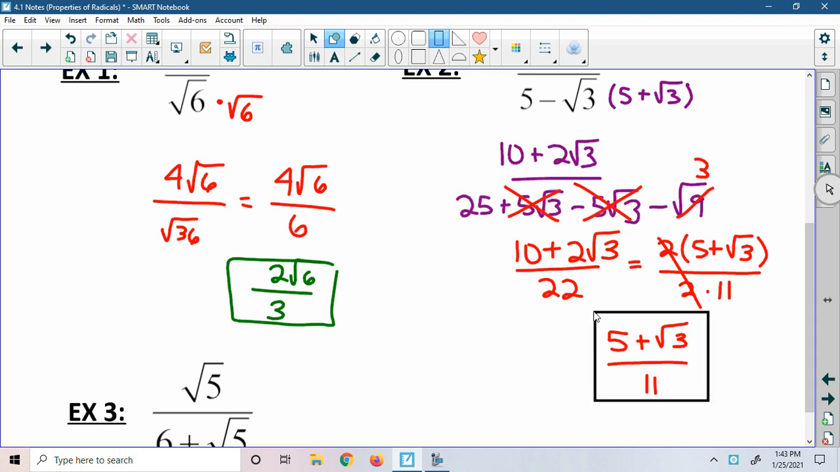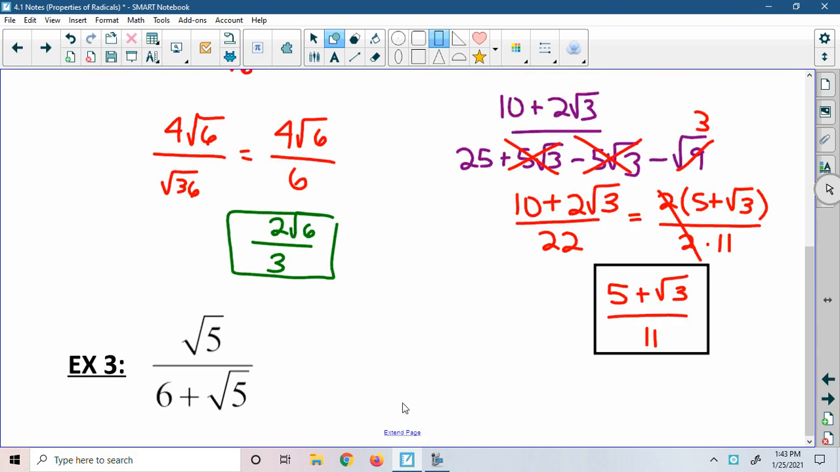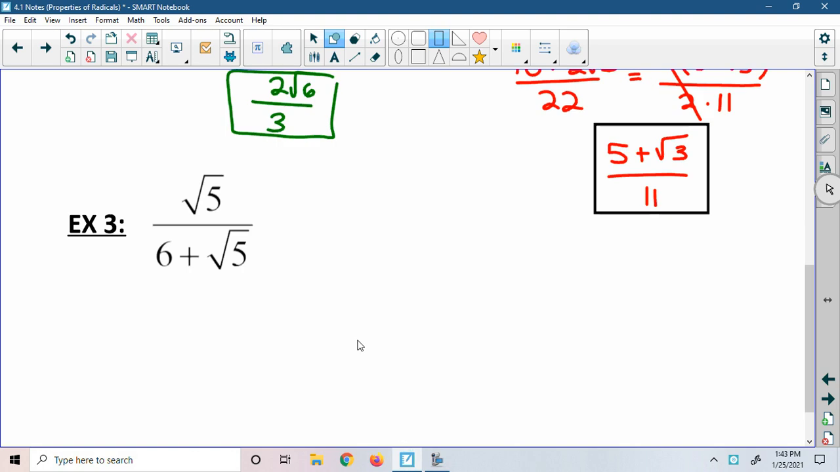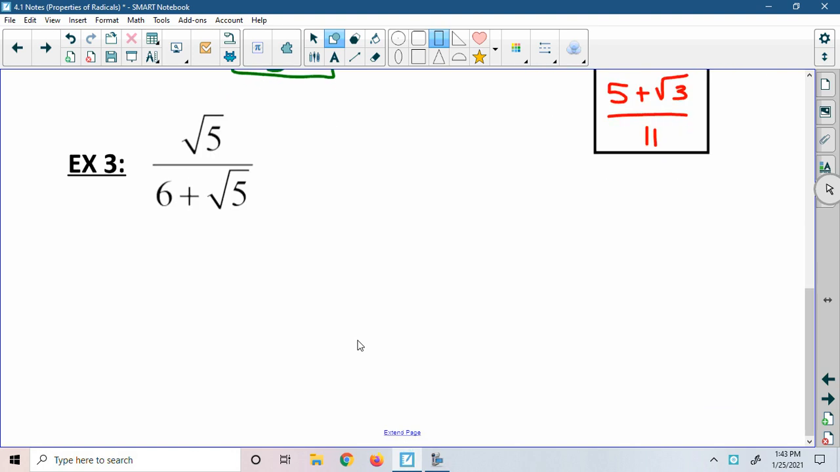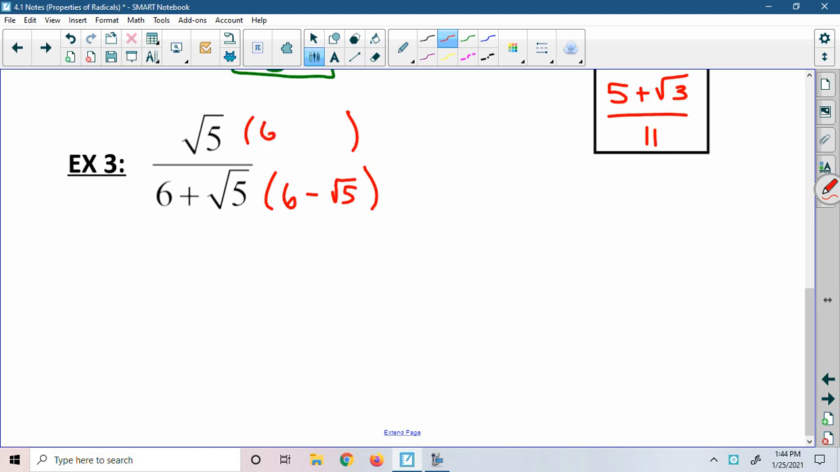Definitely a little crazier, but we did do our job. We got all of the square roots out of the denominator. Let's practice a similar example. Example 3 here. So think conjugates. What's the conjugate of 6 plus the square root of 5? Well, it's 6 minus the square root of 5. So that's what we're going to multiply top and bottom by.